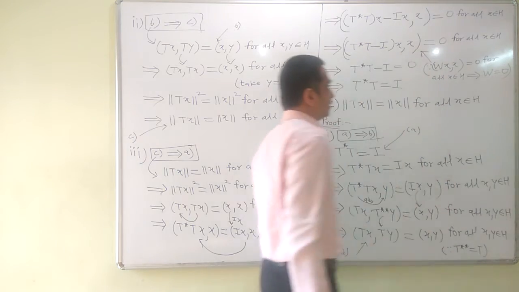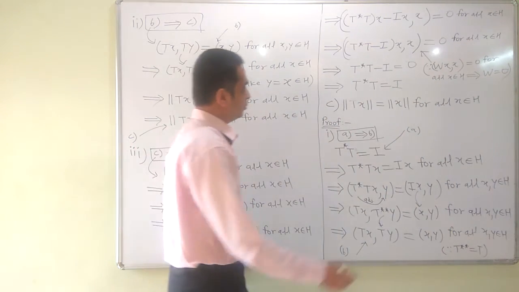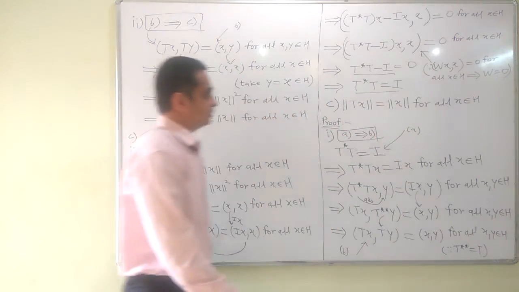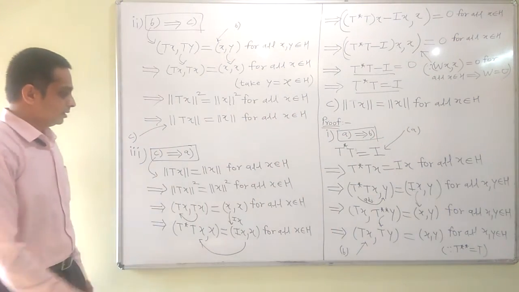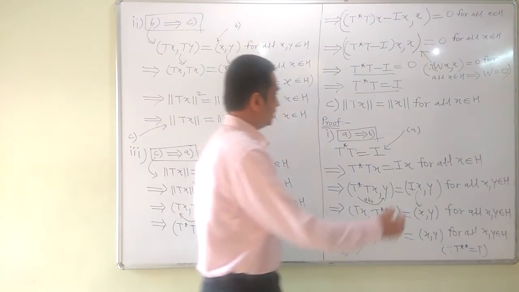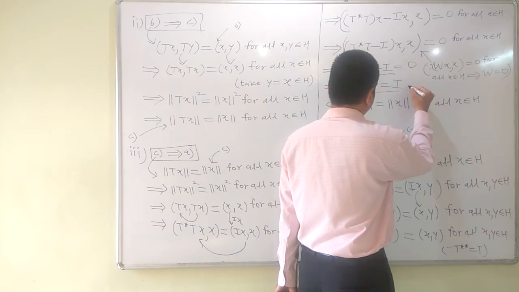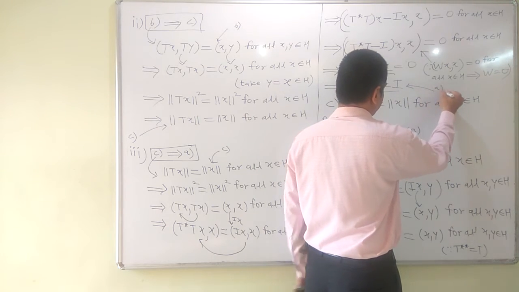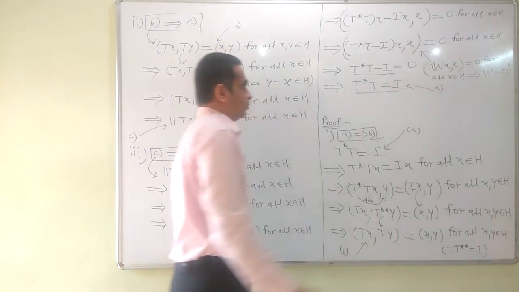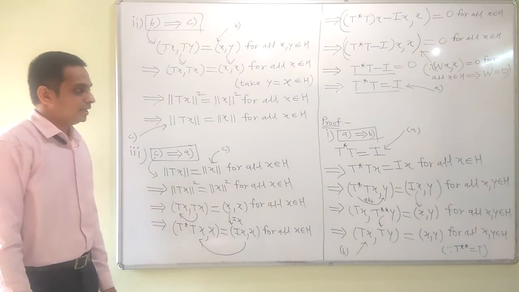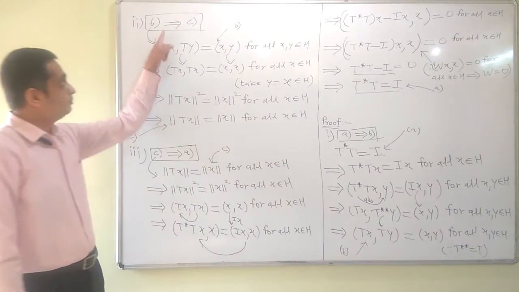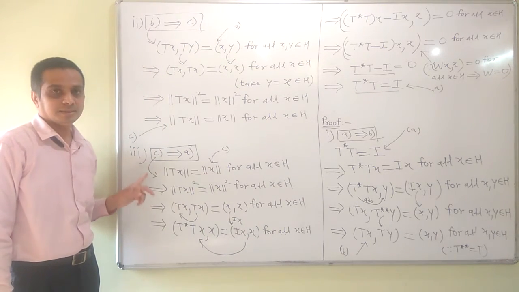Well, W is an operator on H. So here, what is W? It is T star T minus I, and it was T star T equals I. So we began with statement C, and at the end we have obtained statement A. So this completes the proof. We have proved all three equivalences: A implies B, B implies C, and C implies A.